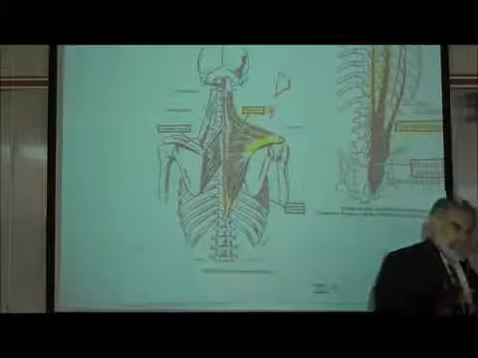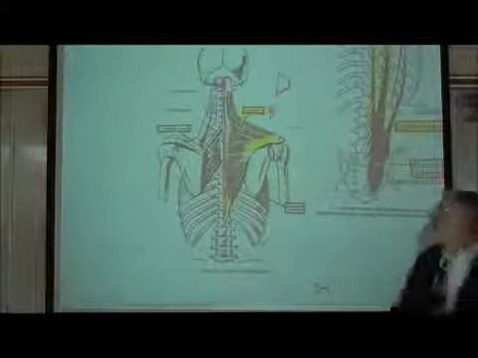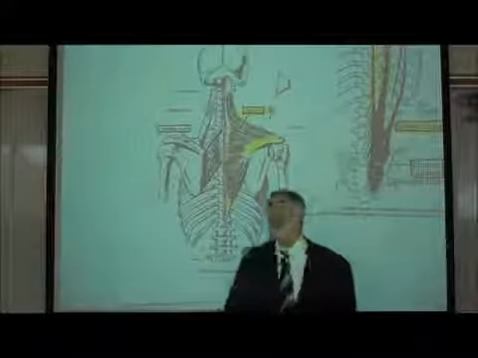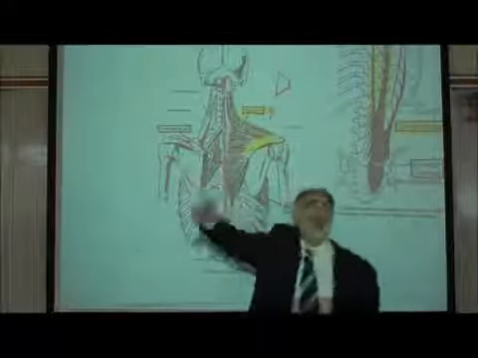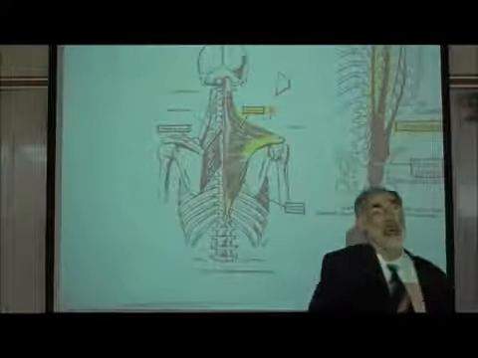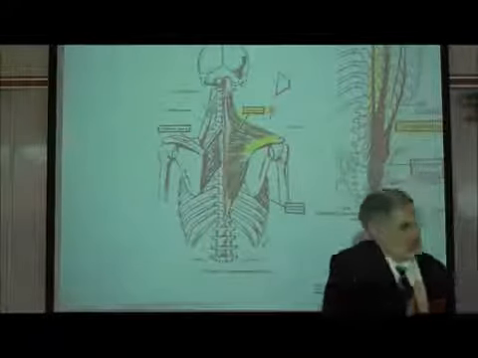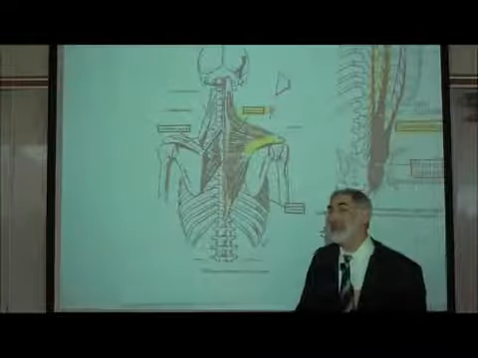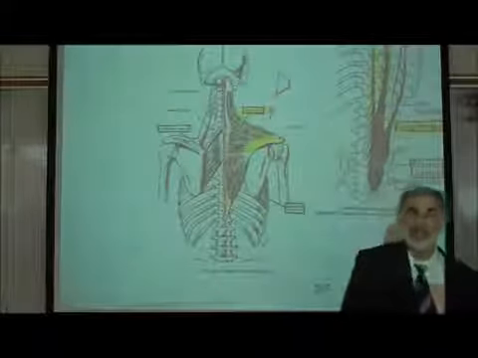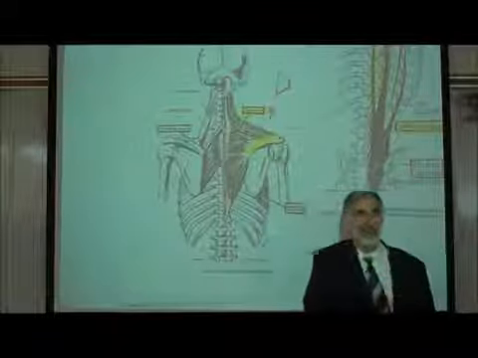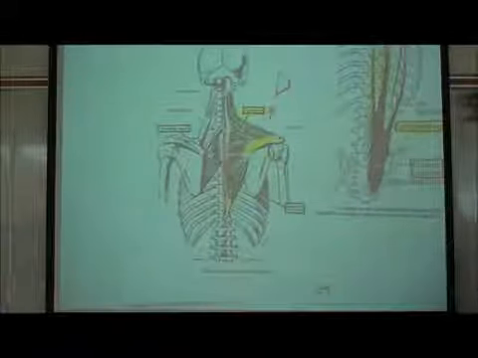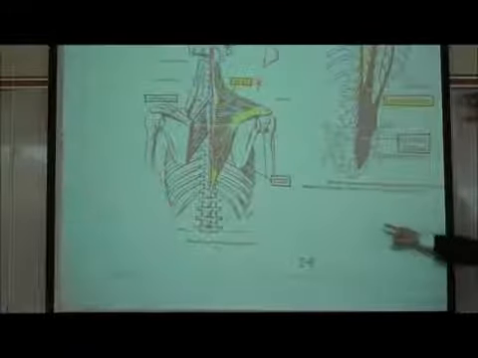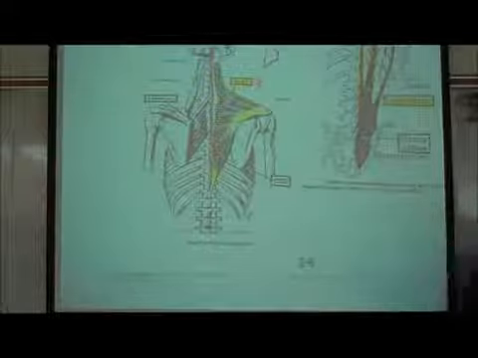Incidentally, if you look in the lab manual, you will see that this is more complicated than what I've said. There's actually a rhomboid major, a rhomboid minor, a rhomboid capitis, a rhomboid cervicis. So remember, there's over 650 skeletal muscles in the body. I have not given you a list of 650, so there's a lot of stuff I'm leaving out. All right, that's the rhomboideus, and then the serratus anterior is shown right here.